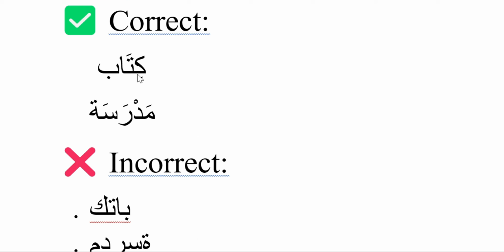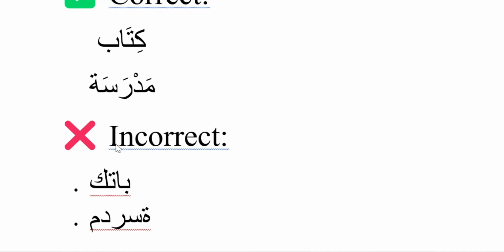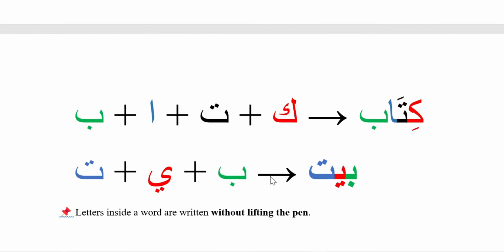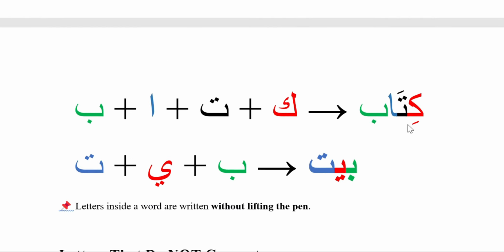Also, as you can see here, the letters are connected to each other. In Arabic, we connect the letters to each other. It's not like English, where each letter is written on its own. But in Arabic, they are connected to each other. So most Arabic letters connect to the next letter. For example, here we have the word kitab, a book.